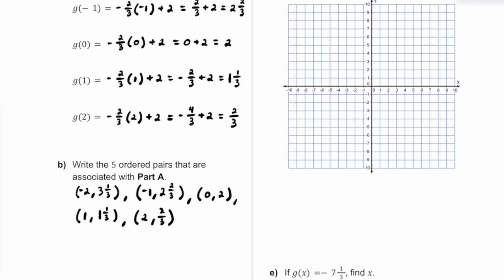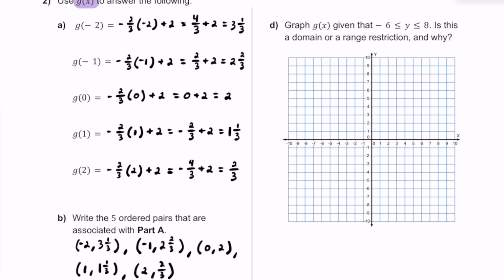All right, let's check out part D. We're going to go ahead and graph g of x here. So if we graph our g of x function, we have a bunch of dots that we can place, or ordered pairs here. So negative 2 comma 3 and 1/3. 3 and 1/3, you're going to have to estimate a little bit.